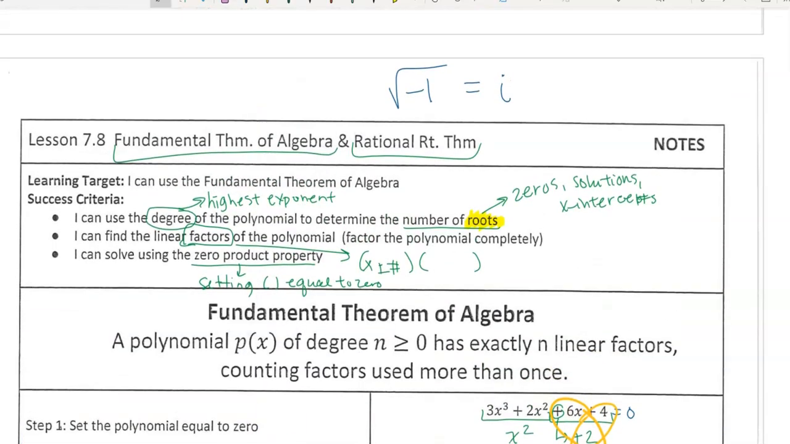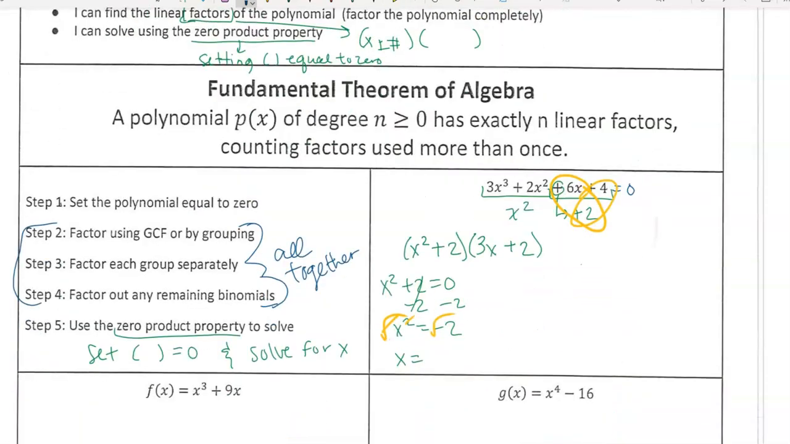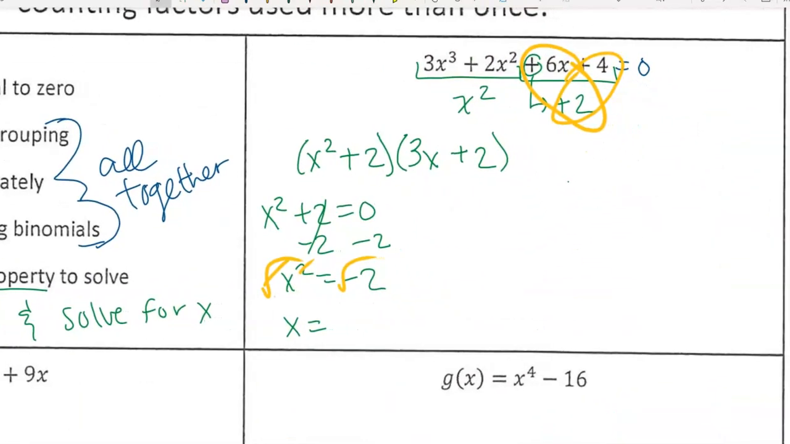As I reminded you in the beginning, the square root of negative 1 is i. Really, for the square root of a negative number, we're going to use i. So here we have the square root of negative 2. Well, we can't take the square root of 2 without getting a decimal. The square root of a negative is i. So our answer is going to be x equals plus or minus i square root of 2.